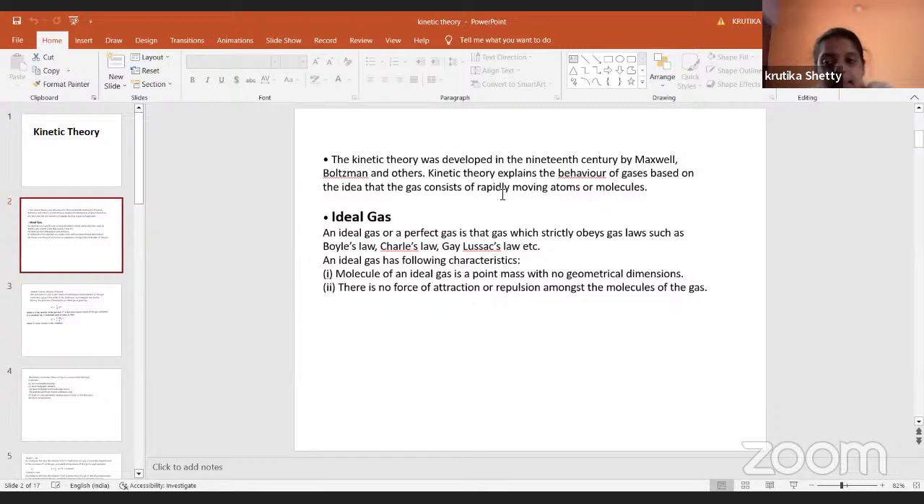Here we have written a few characteristics. The molecule of an ideal gas is a point mass with no geometrical dimensions. There is no force of attraction or repulsion among the molecules of the gas. Why? If there were attraction, the gas molecules would come together. If there were repulsion, the gas molecules would go away from each other. The ideal gas does not exhibit that property. So these are the two special characteristics. We are going to study Boyle's law, Charles' law and Gay-Lussac's law.